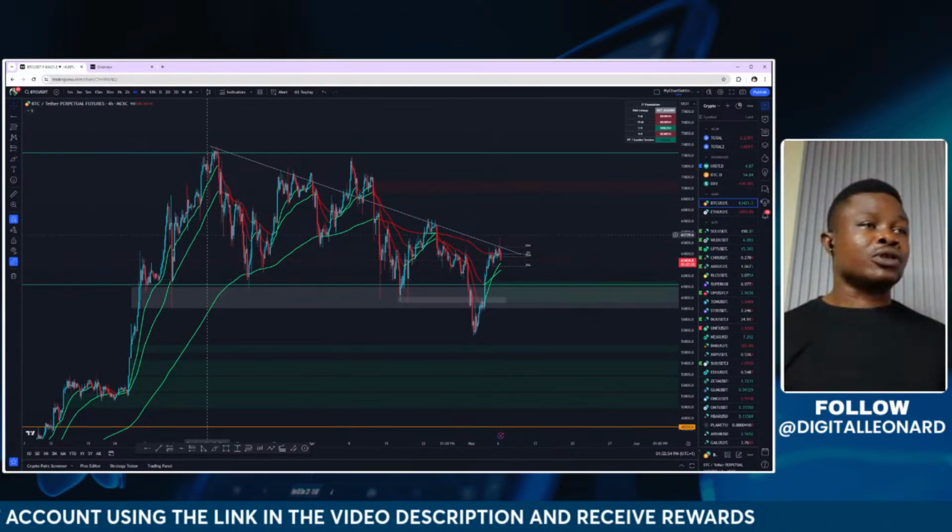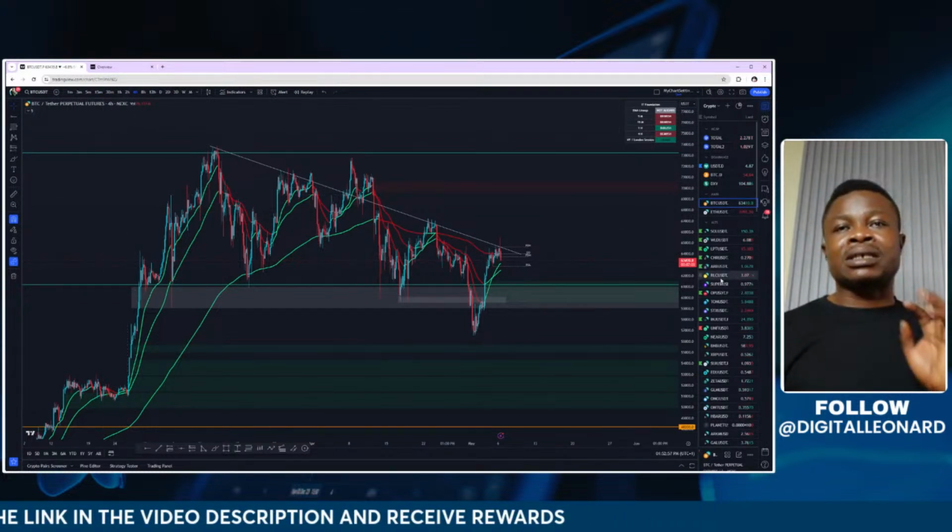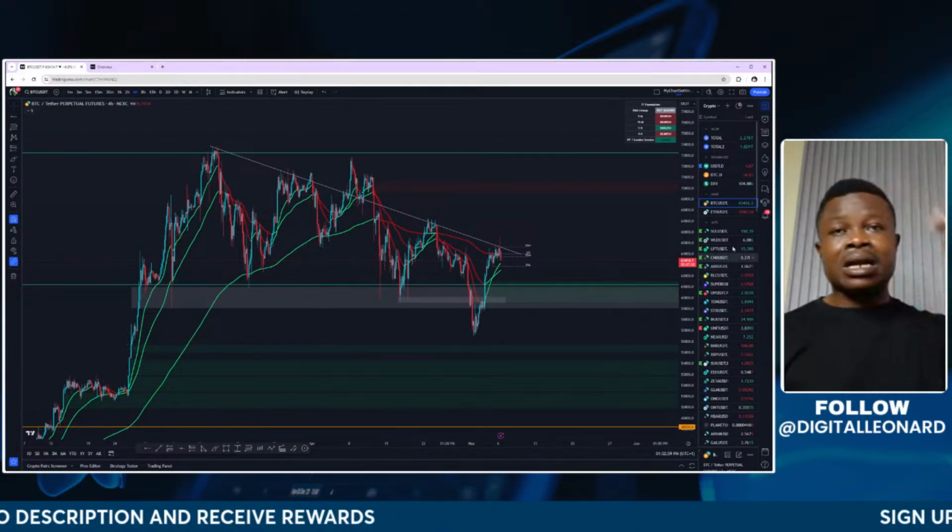Okay, let's go back to some of the tokens that I was looking at. I'm looking at taking 1 or 2 trades right now, and then I'll call it a day.